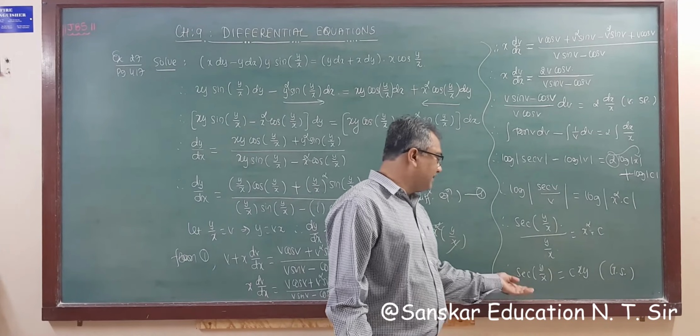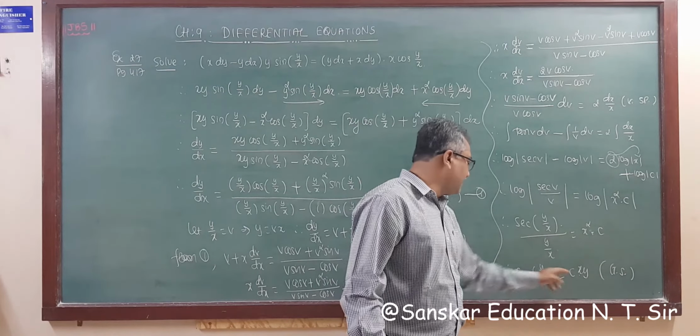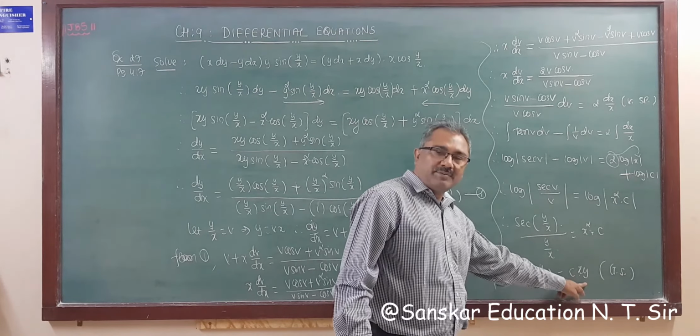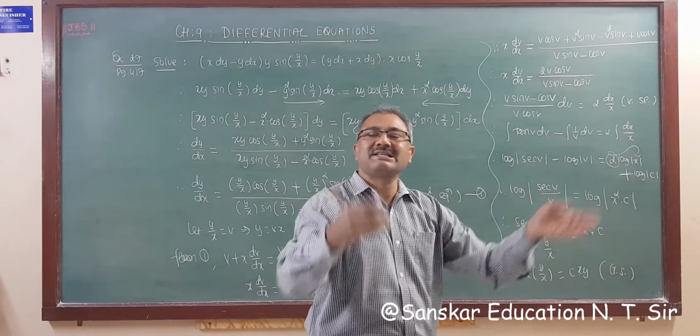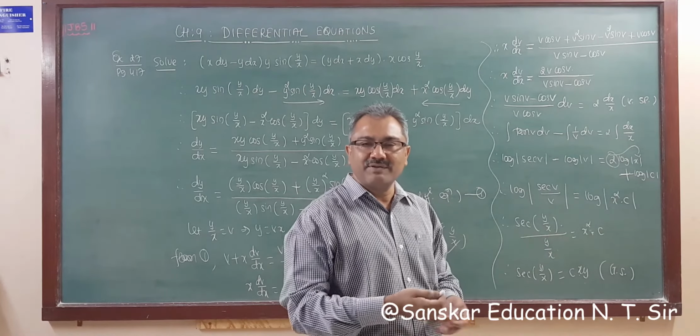Or if you want to write this answer in cos, then take these two here, then it becomes 1 upon sec. 1 upon sec is cos, and c to this side, that becomes 1 upon c, and assume 1 upon c is equal to c, so you can get what your answer is given.